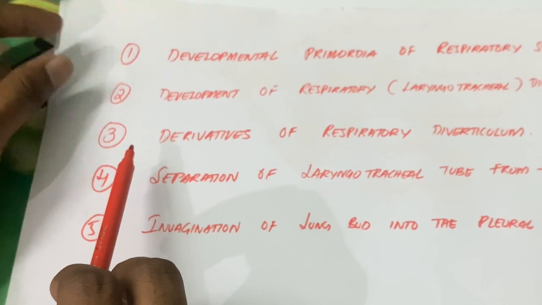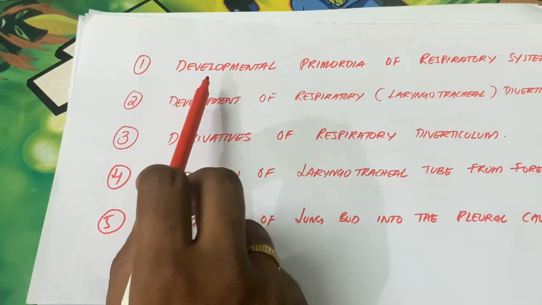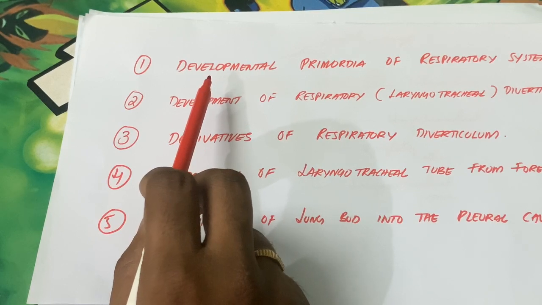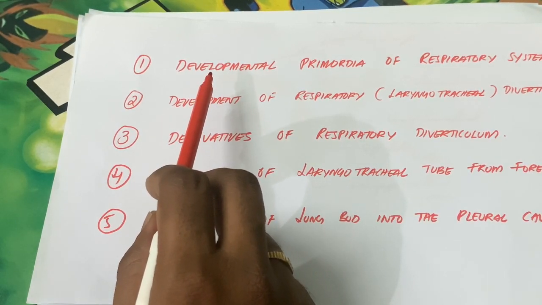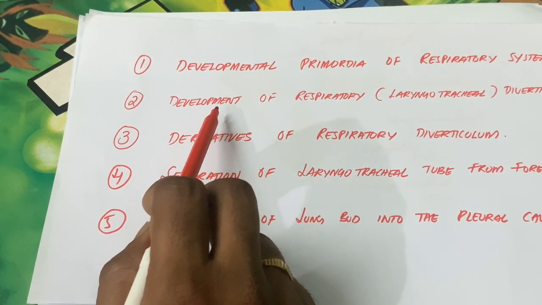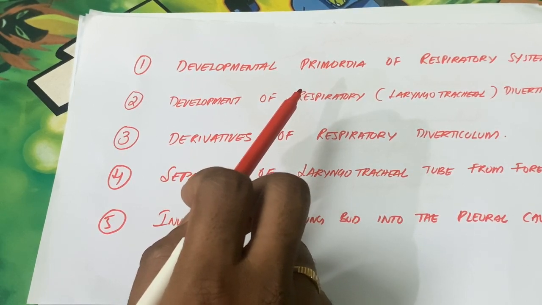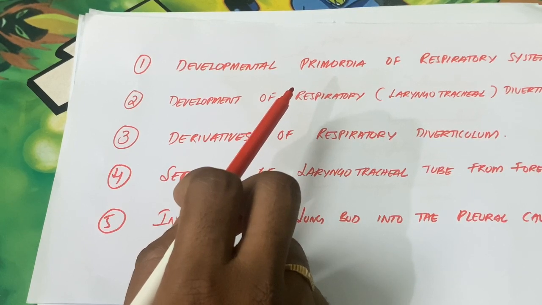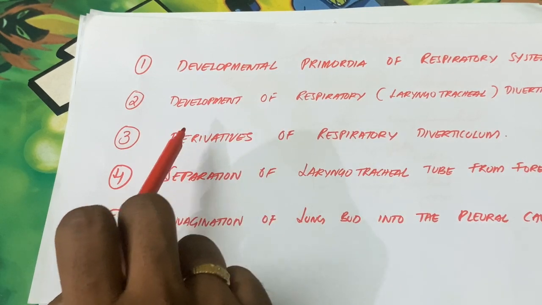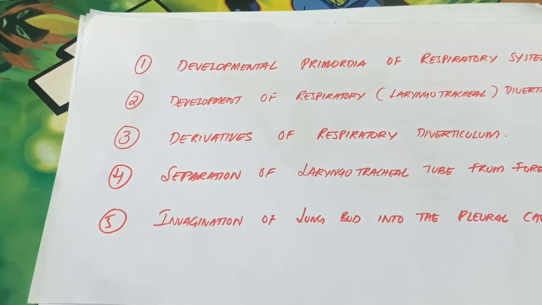Next, coming to the third one, the derivatives of the respiratory diverticulum. First we discussed the primordial respiratory system, in which the respiratory system develops from the mesoderm and the adjoining splanchnopleuric intraembryonic coelom. Then in the development of the respiratory or laryngotracheal diverticulum, we discussed that it develops as a midline invagination, an outgrowth from the ventral aspect of the foregut. Then coming to the third phase, the derivatives of the respiratory diverticulum.